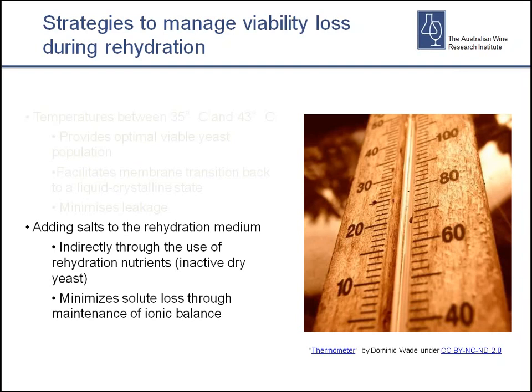Adding salts to a rehydration medium can also help minimise that solute loss. Salts can be added directly, or indirectly through the use of rehydration nutrients, or more generally inactive dried yeast, as they are. This minimises solute loss through the maintenance of ionic balance, so components from inside the cell aren't going down a concentration gradient across the cell membrane.